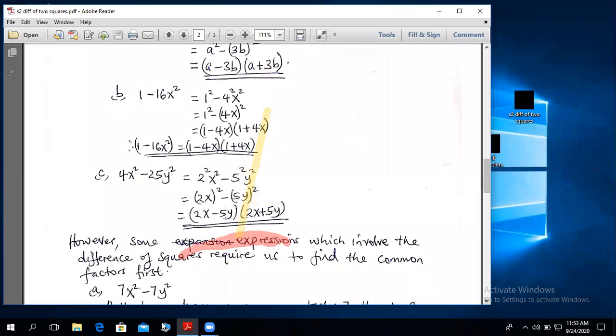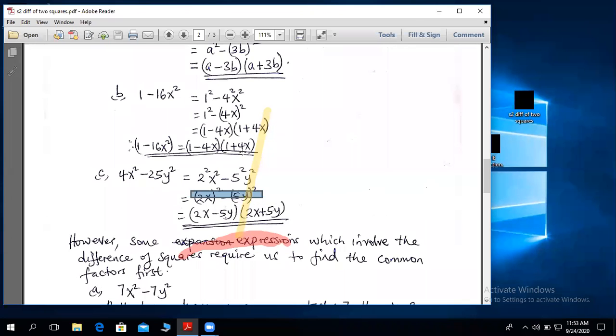And I have another example here. We have 4x squared minus 25y squared. Now, you see everything is squared, x squared, y squared. So I will write 4 as 2 squared x squared, then 25 I write as 5 squared y squared. Then I put 2x in bracket and square it, then I put 5y in bracket and square it. And now this one also becomes a difference of 2 squares.